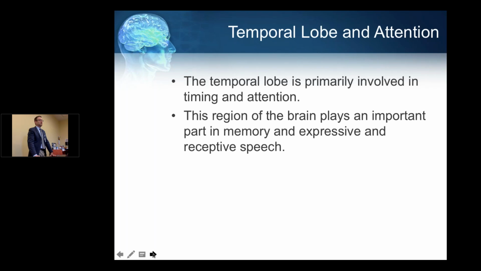Are you guys right-handed or left-handed? Right-handers, raise your hand. Okay. 95% of people that are right-handed have language in the left side of the brain. 5% or less have language on the opposite side or on both hemispheres. People that are left-handed, it's about 80% also on the left, and then some people have both, and some people have it on the right.